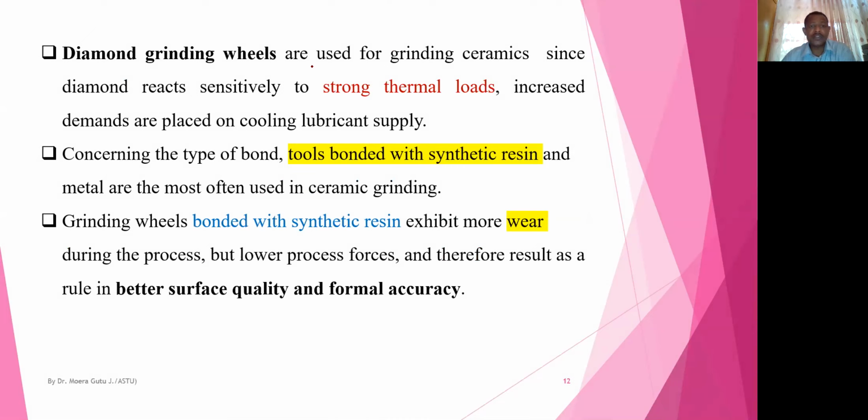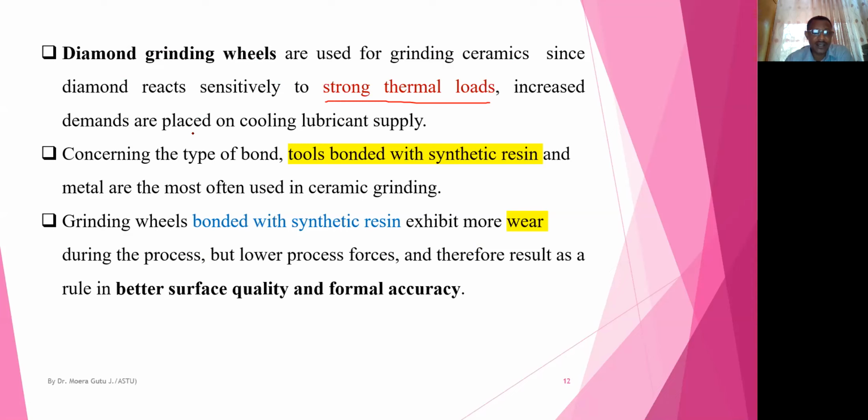Diamond grinding wheels are used for grinding ceramic materials. The conventional grinding wheels cannot be used to machine ceramic materials. They can be machined with diamond grinding wheels. The diamond grinding wheels can resist strong thermal loading.